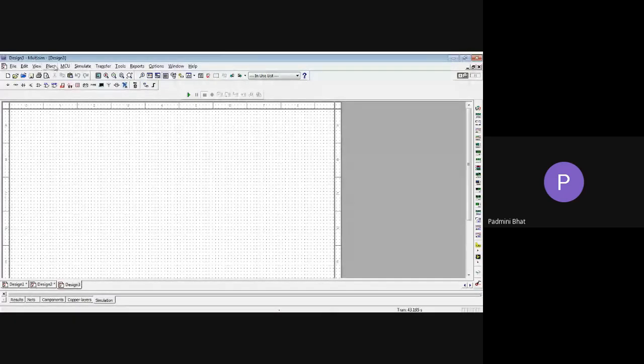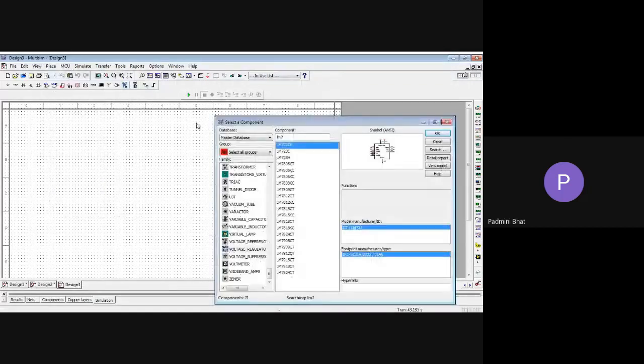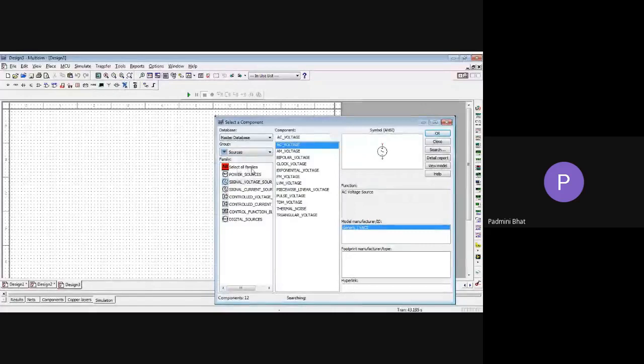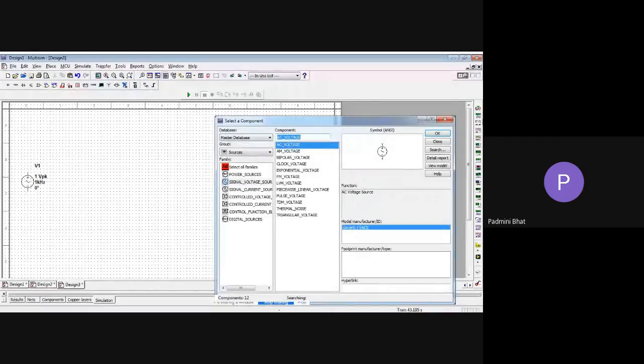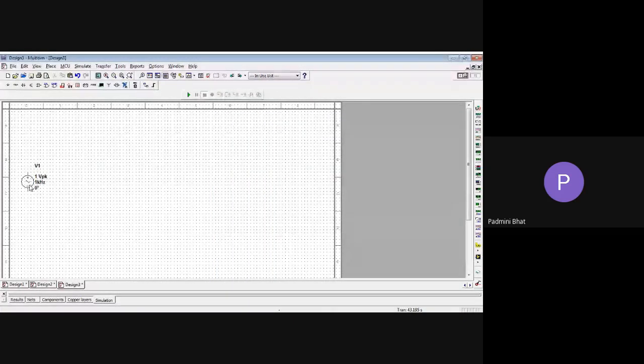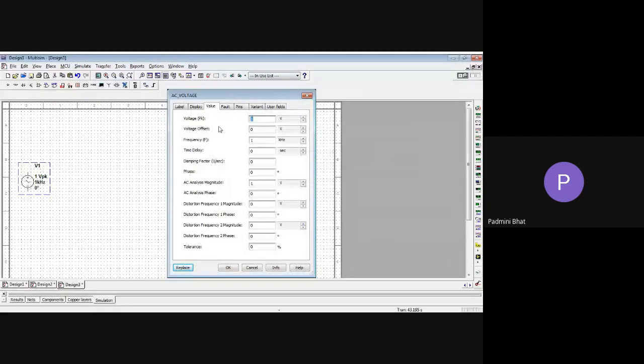Now in this, first we have to place the components, right? Let us go for a voltage source. Select all groups. Okay, in that sources are there. Go for a voltage source, AC voltage source. Let us give the specification as it is given over there: 230 volt, 50 hertz.